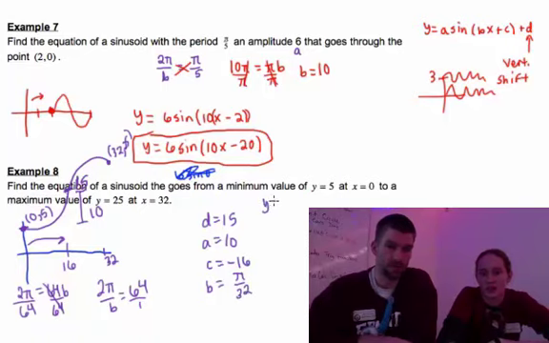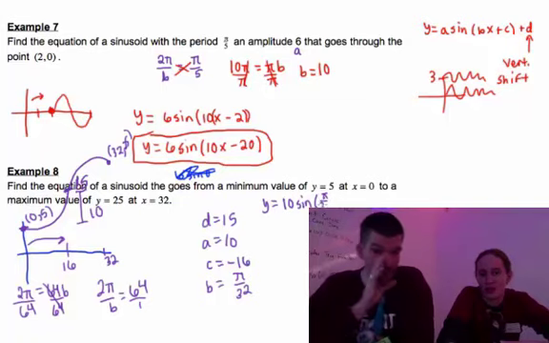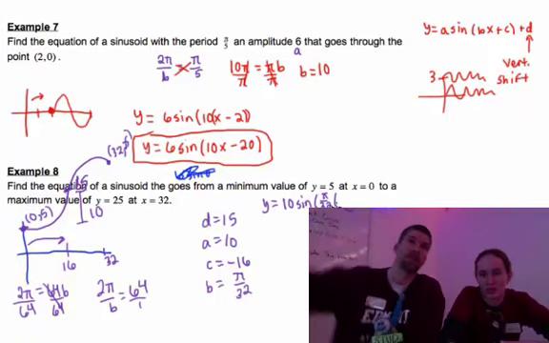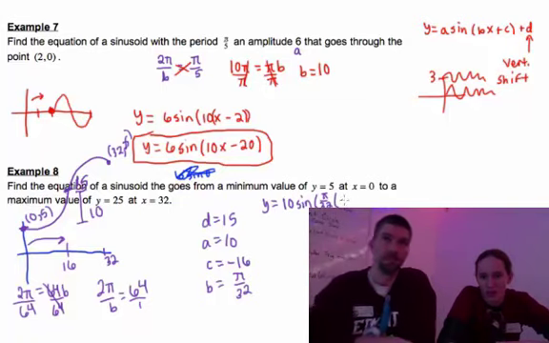And let's write out our sinusoid now. We've got y equals A sine B, and as we saw in the previous example, we need to open up parentheses.